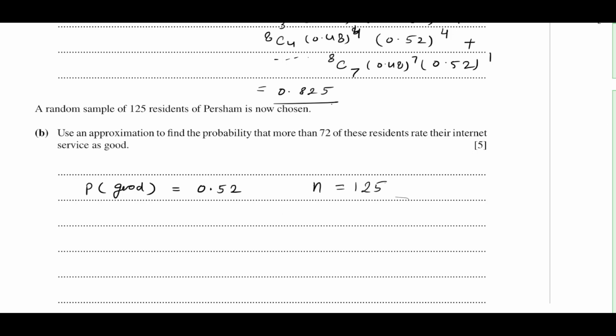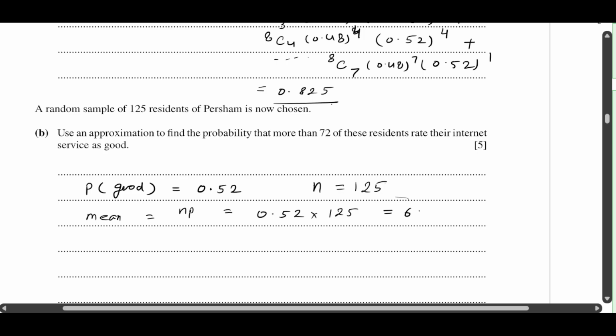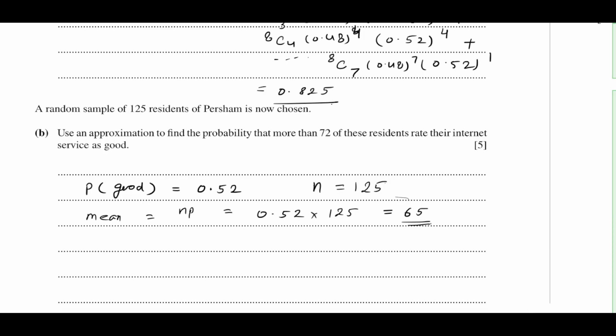So we will find the mean. The mean will be np, which equals 0.52 times 125. 0.52 times 125 will give you 65. So this is your mean.